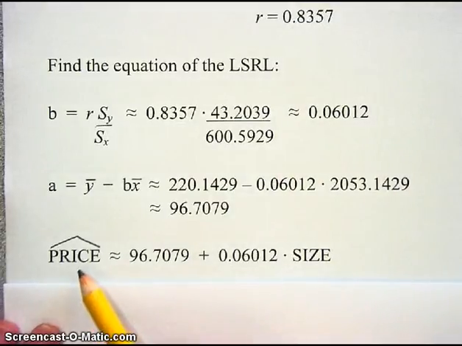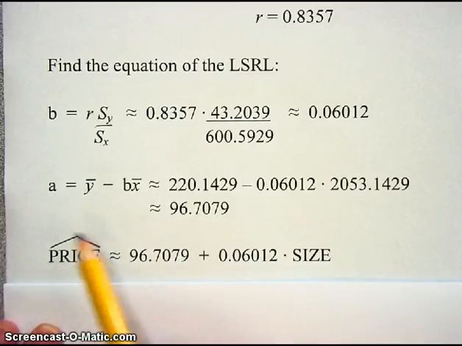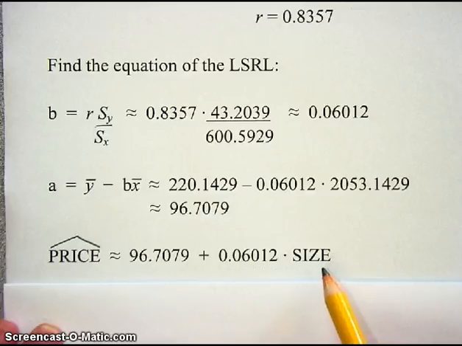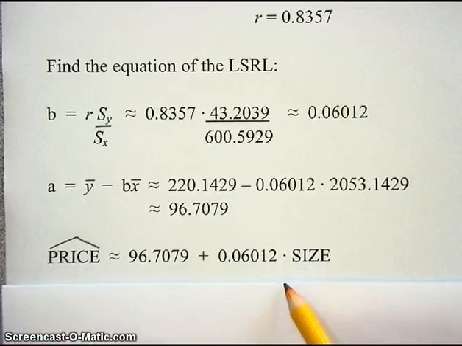Price is the response variable. Put a hat on it. Don't write just y here or even y hat. You want to use a more descriptive name for the variable here. Since it's listing price, price would be sufficient for that. Put a hat on it because this is the predicted value of price, or the predicted relationship between size and price. So always put a hat on your response variable here. And here's A, 96.7079, and here's B, 0.06012 times size.